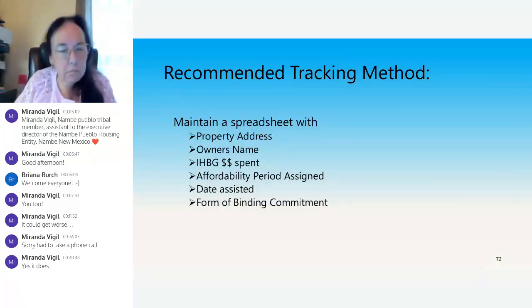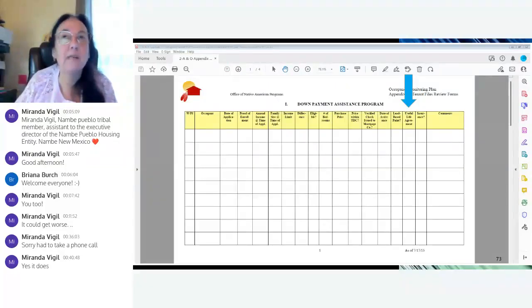So they recommend that you keep a spreadsheet with property address, owner's name, how much money was spent of your block grant, affordability period assigned, the date of assistance, and the form of the binding agreement. So this is one of the things you find in the self-monitoring. This is for the down payment assistance program, but you could use the same form.